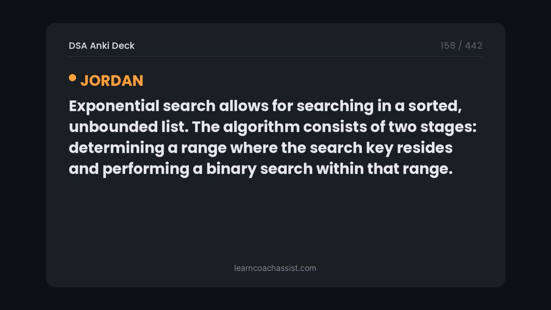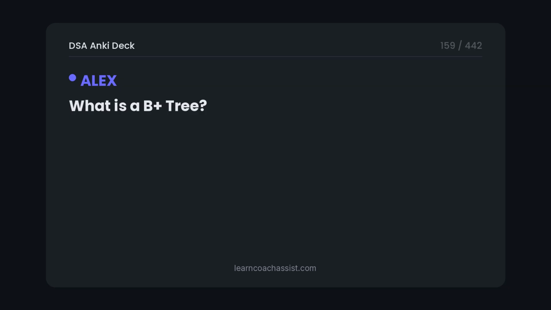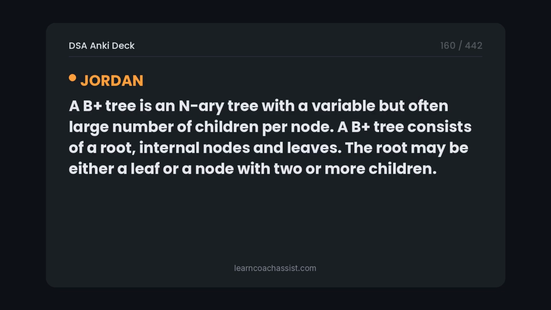Exponential search allows for searching in a sorted, unbounded list. The algorithm consists of two stages: determining a range where the search key resides, and performing a binary search within that range. What is a B+ tree? A B+ tree is an n-ary tree with a variable but often large number of children per node. A B+ tree consists of a root, internal nodes and leaves. The root may be either a leaf or a node with two or more children.